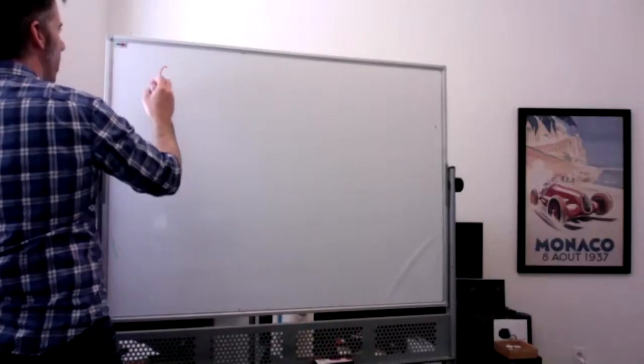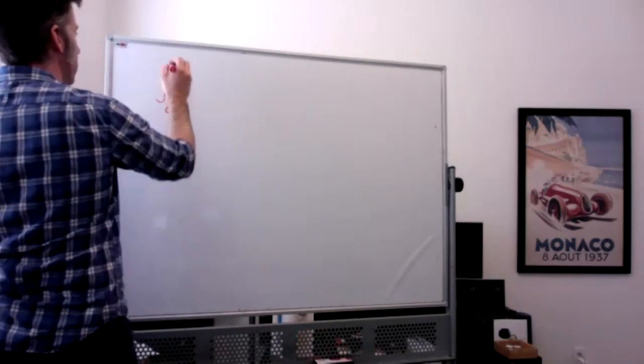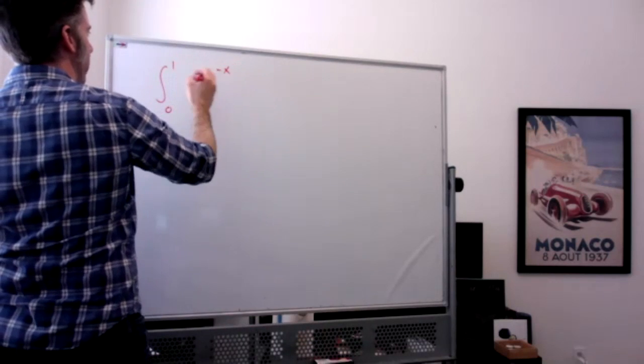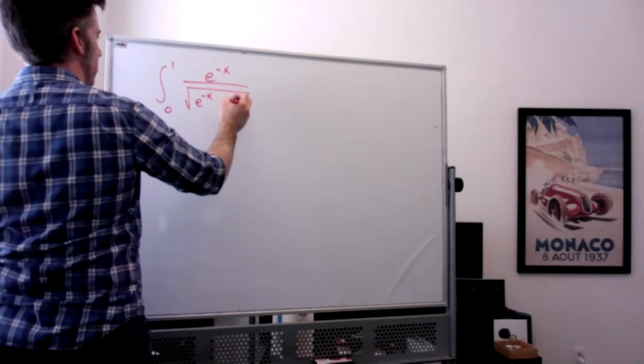The integral, what have I got here? From 0 to 1 of e to the negative x over the square root of e to the negative x plus 1.